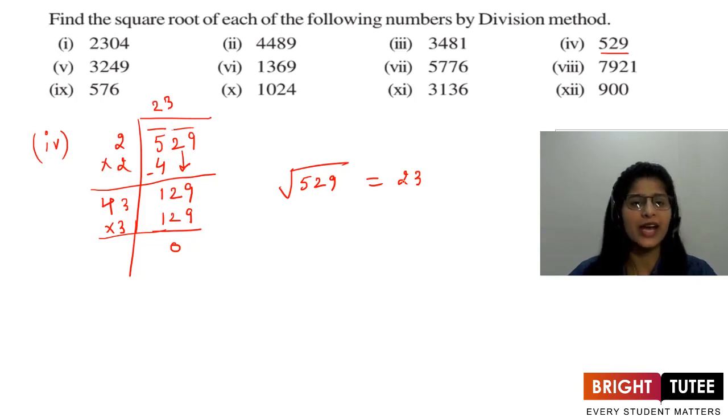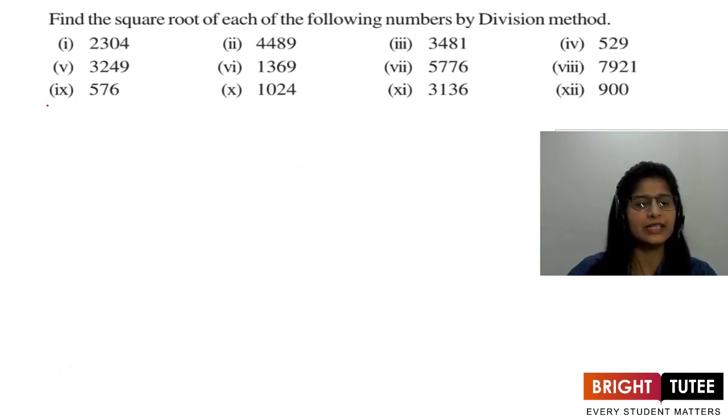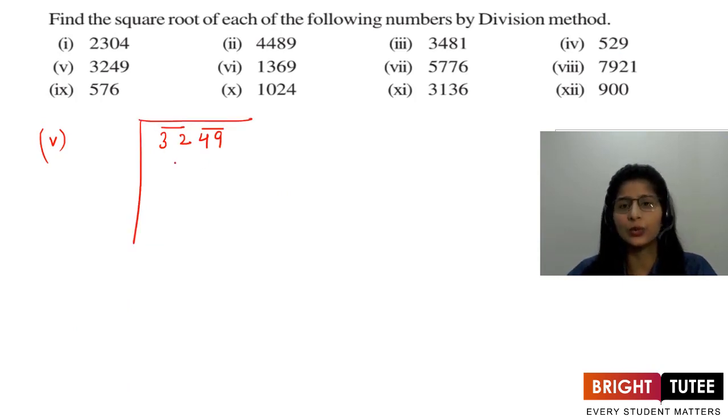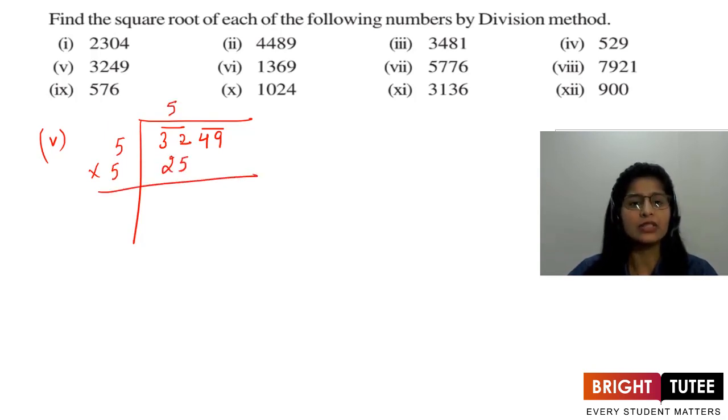Okay, let's try the next part, that is fifth part. So I'll erase this, and fifth part is 3249. Okay, so what we will do is we'll make pairs like this, and then just see we have 32. So 32 is there. Now 6 6s are 36, we can't write. So let's try with 5. 5 5s are 25. Okay, now subtract 25 from 32.